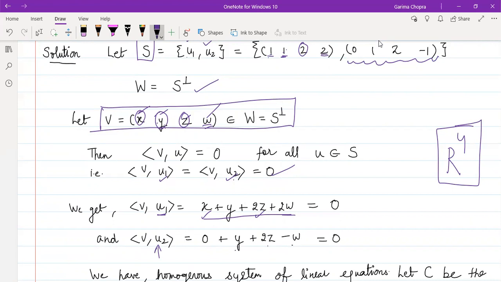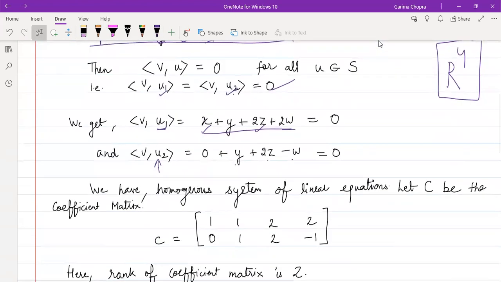And here, that subspace is actually this W, this orthogonal complement W. And this is a subspace of R4, 4-dimensional space R4. So here, we have considered a coefficient matrix. What we do after considering the coefficient matrix, we reduce it to the echelon form, but here it is already in echelon form. The number of non-zero rows here are 2. So the rank of coefficient matrix is 2.